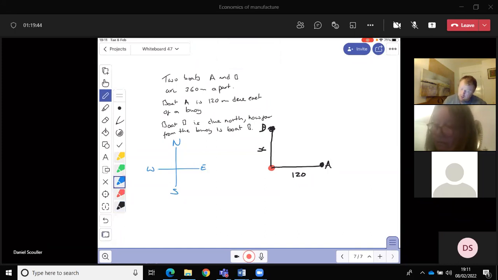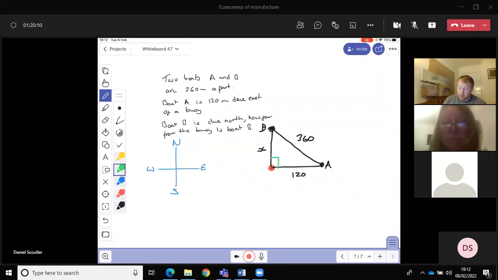We do know from boat A and boat B, 360 metres. Okay. Because that's north and that's east, that's giving us that 90 degrees.